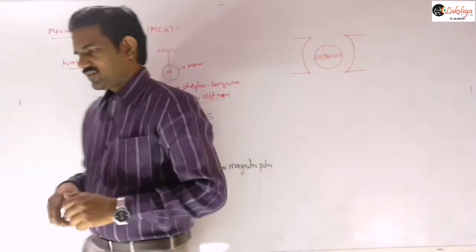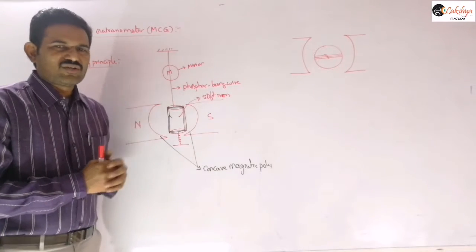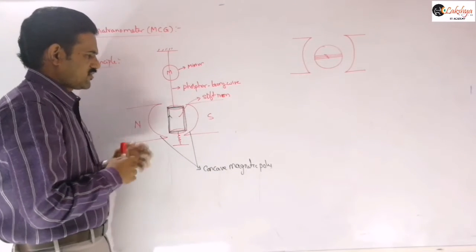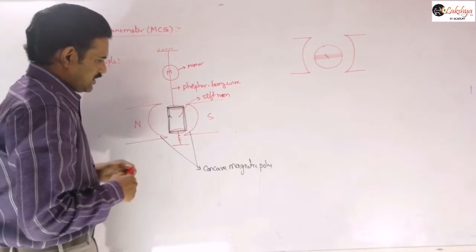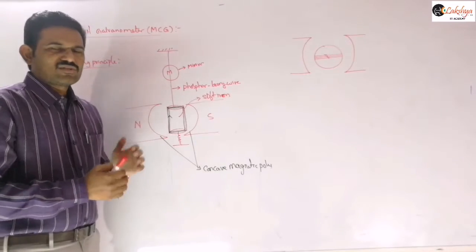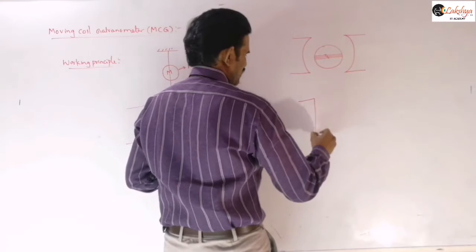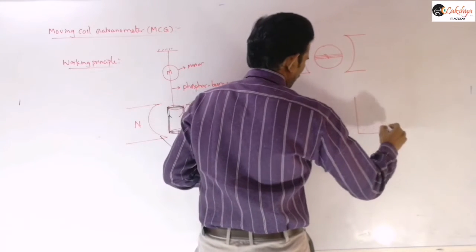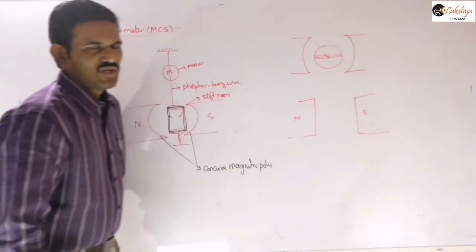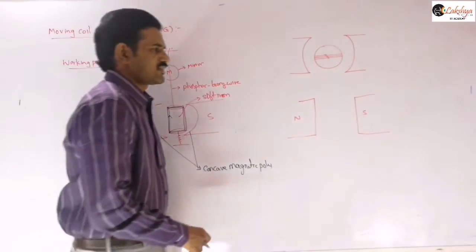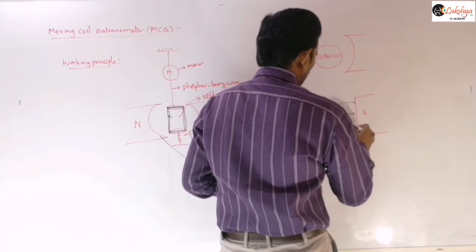Now let us come back to the detailed reasons of why we are using these concave poles, why we are using this phosphor bronze wire, and why we are placing this soft iron. Suppose instead of concave poles, I am using plain magnetic poles like this. Let us see what will happen and what the problem is. If I take the north pole and south pole like this, the magnetic field lines will go from north pole to south pole like this.